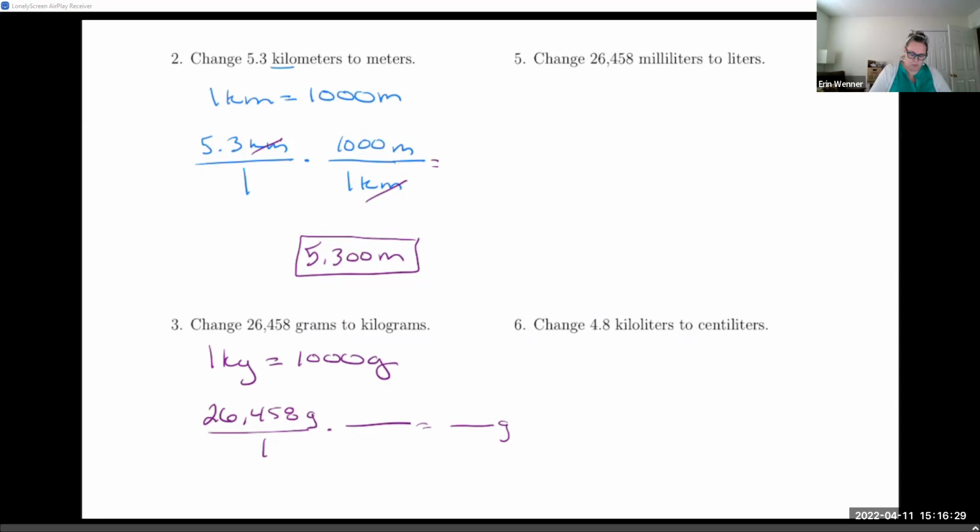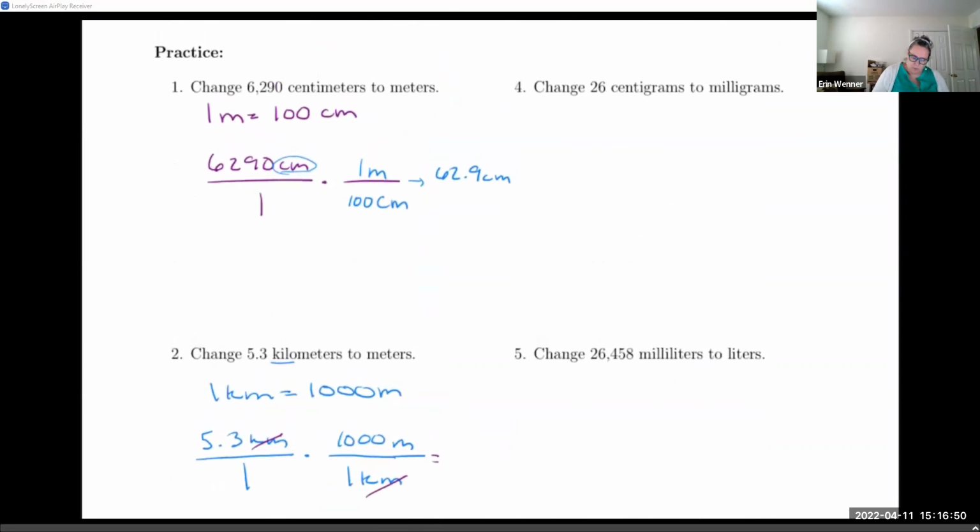Okay, so we want to put the 1 kilogram in the numerator and the 1,000 grams in the denominator. So dividing by 1,000 moves our decimal place 3 times to the left, giving us 26.458 grams.